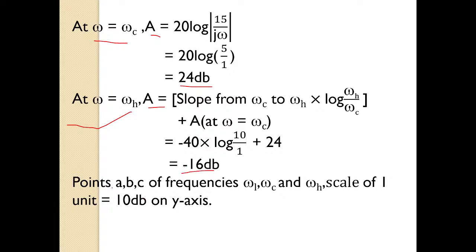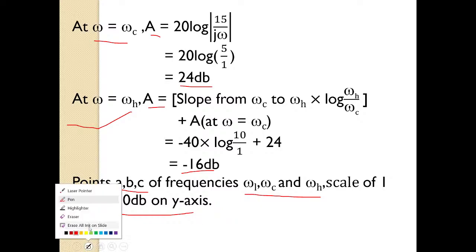Since we have got 3 points, consider A, B, C. For omega L, omega C and omega H, consider 1 unit equal to 10 decibels on the y-axis of your semilog graph sheet. 1 unit is equal to 10 decibels.